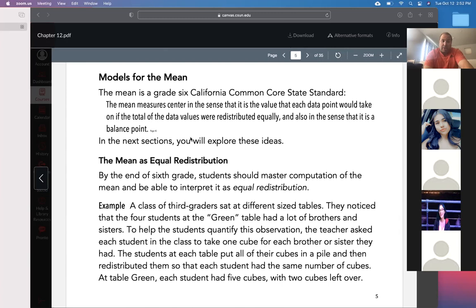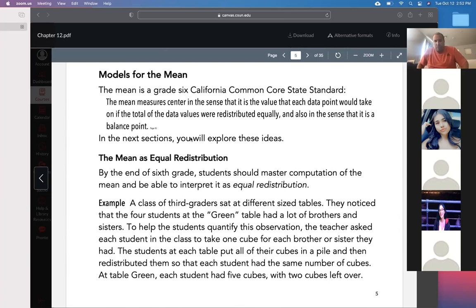Okay, now models for the mean. The mean is a 6th grade California Common Core state standard. So 6th graders are assumed to have to know what a mean is. The mean measures center in the sense that it is the value that each data point would take on if the total of all the data values were redistributed equally. This is what I mentioned earlier, right? It's the value that if everyone had the same amount, you get the same total. Okay, it's a redistribution of wealth type situation.